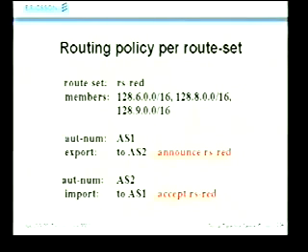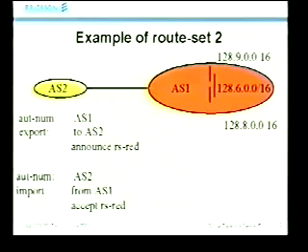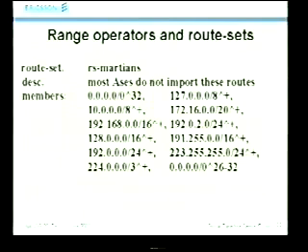What I find interesting is that sometimes I've corrected them already, but okay. Import from AS1 except rs-red. Here is another example. It's the same thing again. Announce rs-red except rs-red. Here's an example of range operators and route sets.